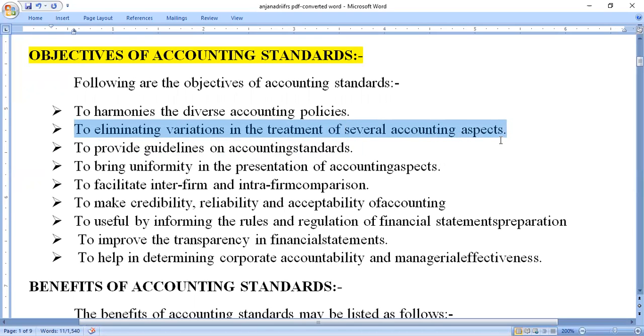See what they are telling us, eliminating the variations. Variations is nothing but the fluctuations, changes. One books of accounts they are following one type of treatment, another books of accounts they are following another type of treatment, but for the same item.